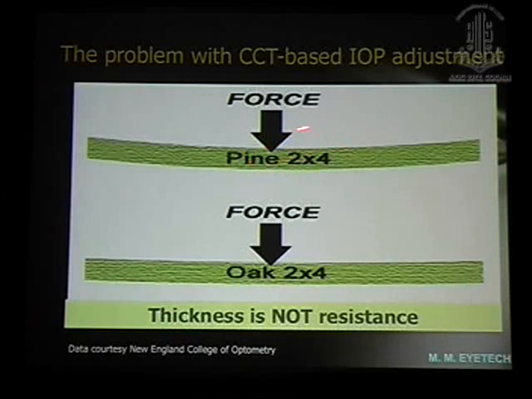One is that the amount of force that we apply to any system doesn't necessarily mean the response is the same. The resistance to that force may be different depending on the material that is used. For example, if you use a piece of pine wood and apply a force, it will bend, but the same force may not bend a piece of oak wood. And that's the problem with IOP algorithms that are based on thickness alone, because they're not looking at biomechanical factors, they're looking purely at thickness.